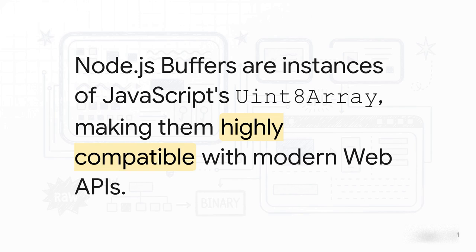And here's a really cool modern update. In the old days, buffers were kind of the special Node.js thing. Not anymore. Today, Node.js buffers are actually just a type of Uint8Array, which is a standard part of JavaScript itself. So what does that mean for you? It means they play nicely with all sorts of modern web APIs, like WebAssembly. This makes them more integrated and way more powerful than they've ever been.